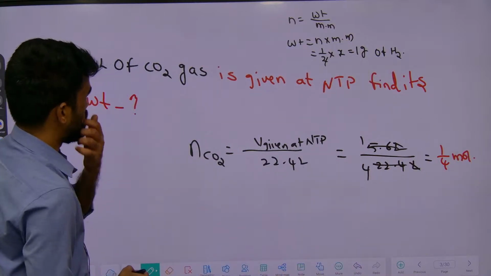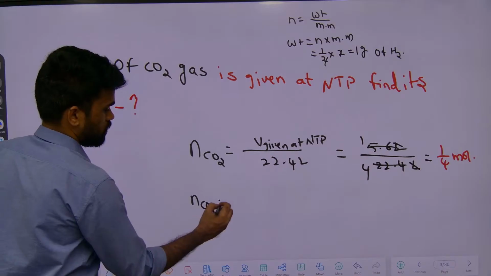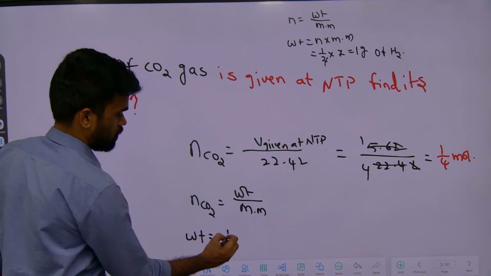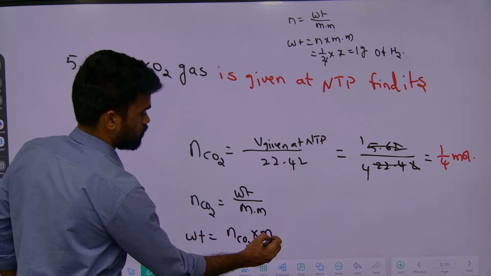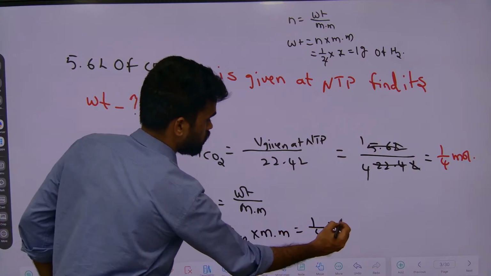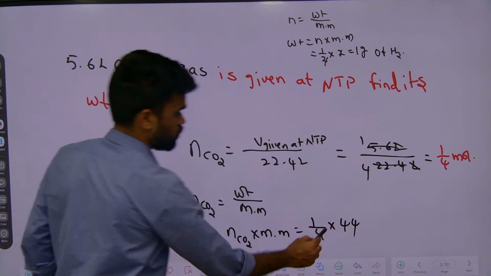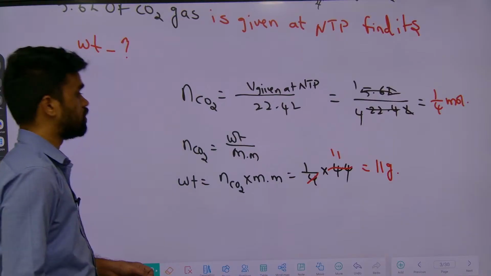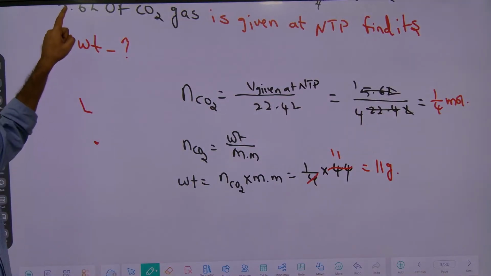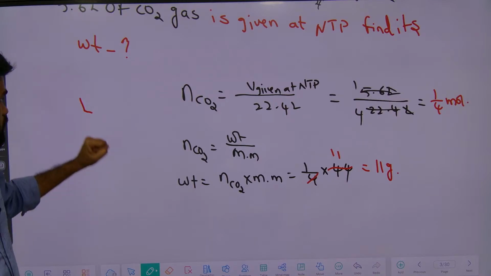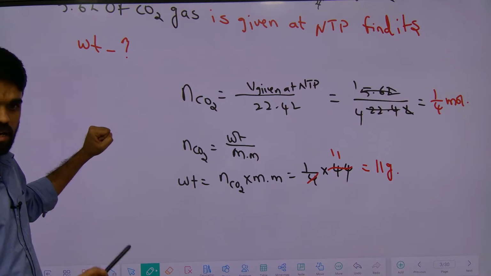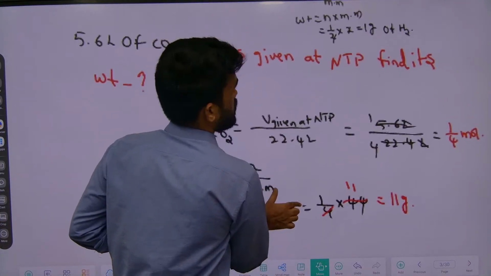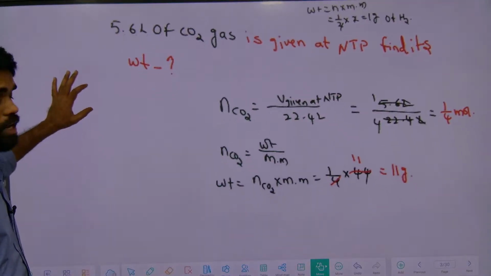1 by 4 mole is nothing but weight by molar mass. Then weight will be 1 by 4 into 44, which is the molar mass of CO2. So this is 11 grams. Clear? These are simple questions in mole concept, and in the exam also you should not skip these or make any mistakes or errors in this type of questions. Done up to here?